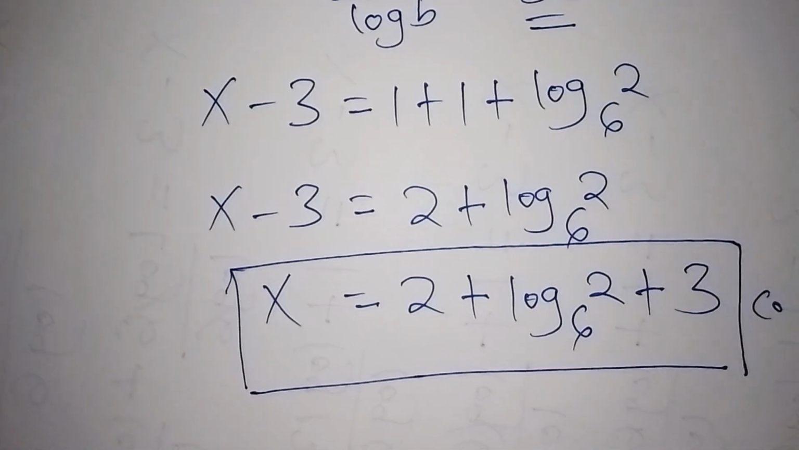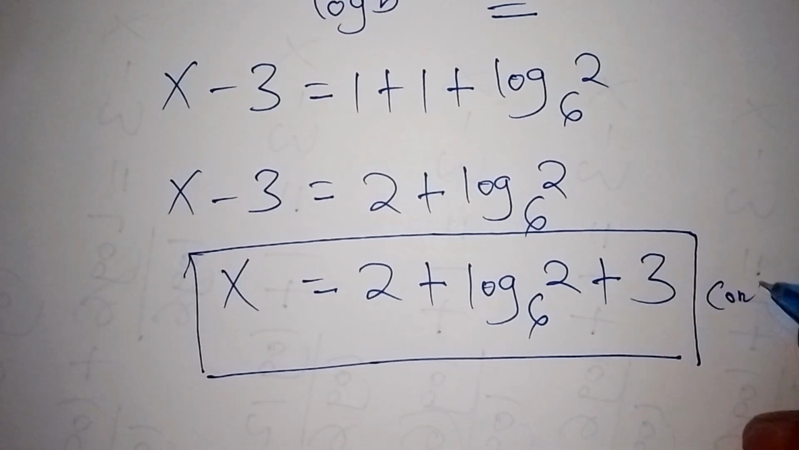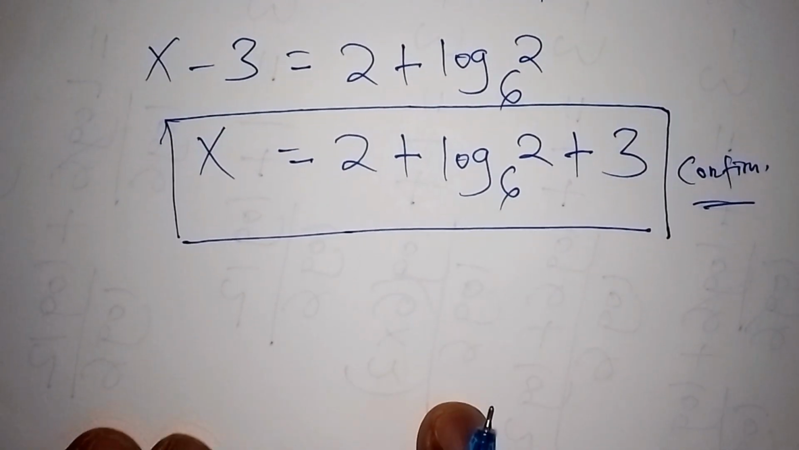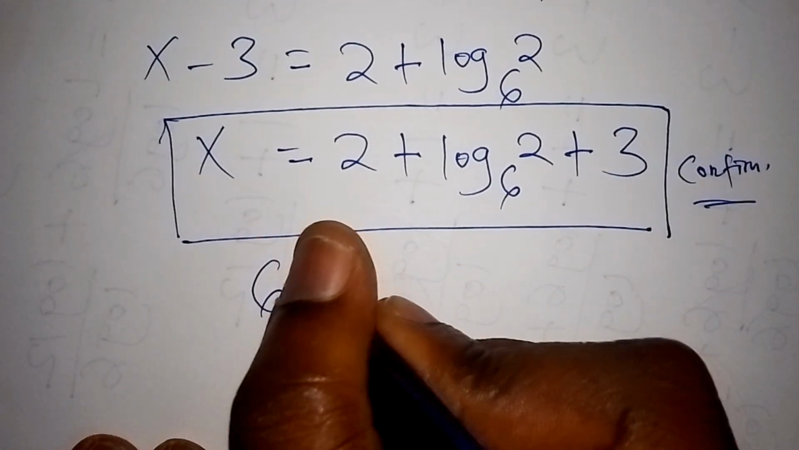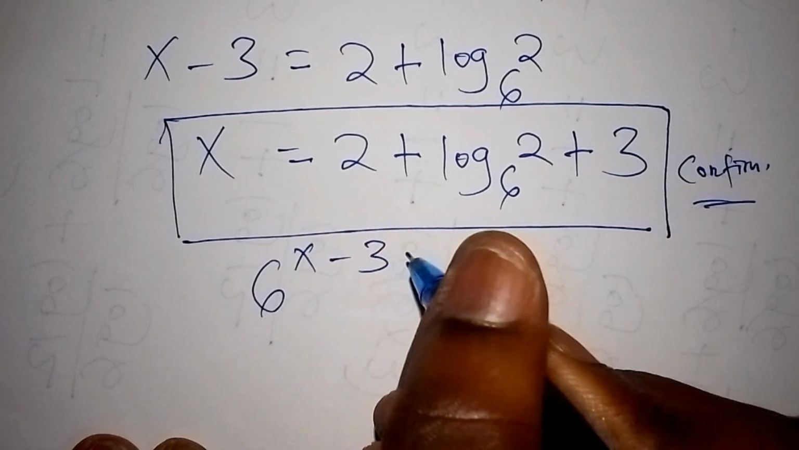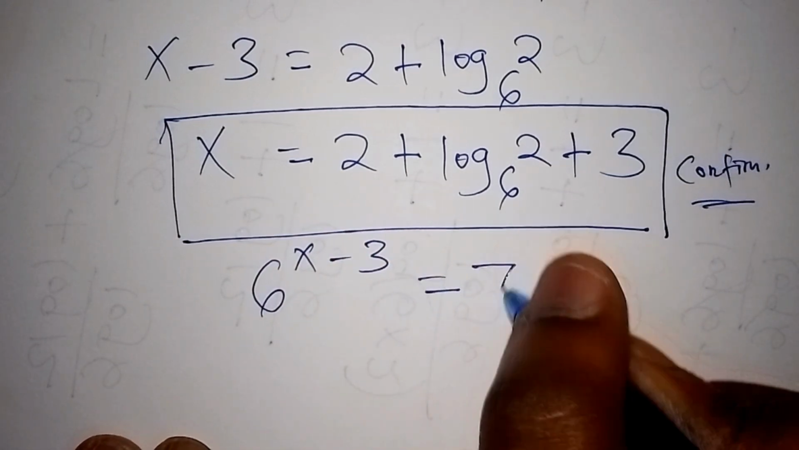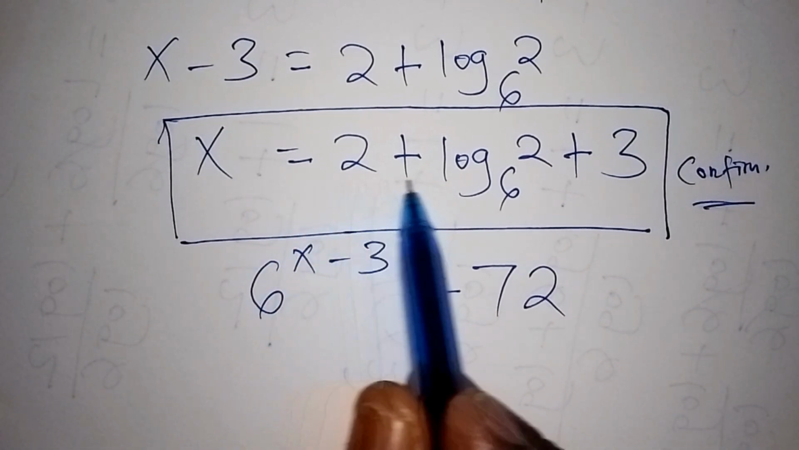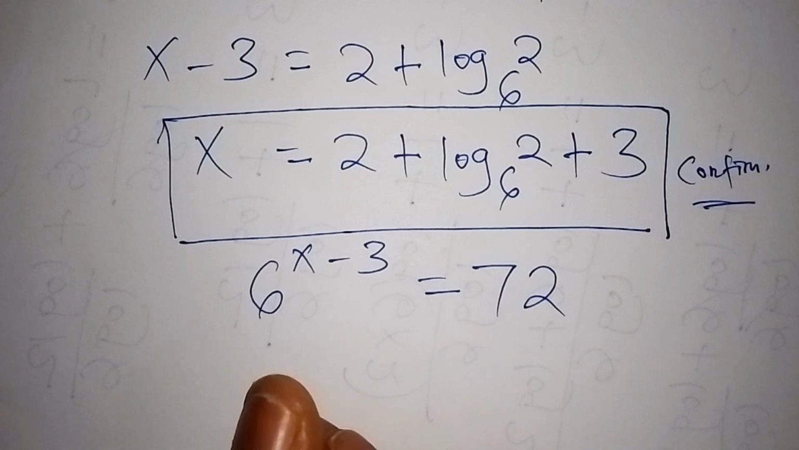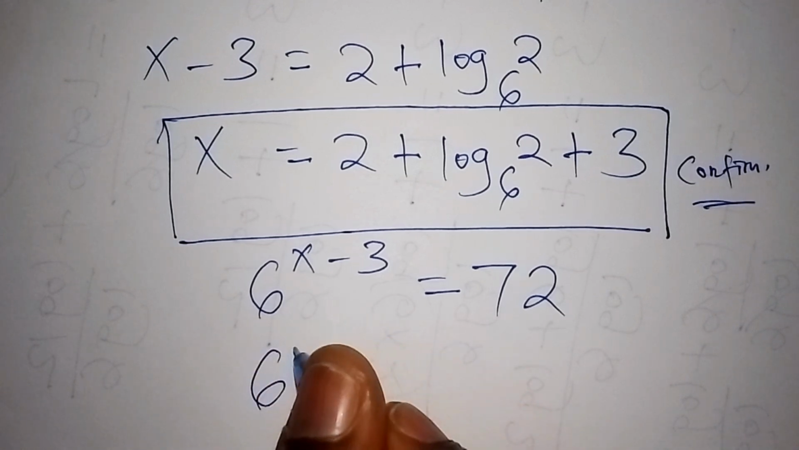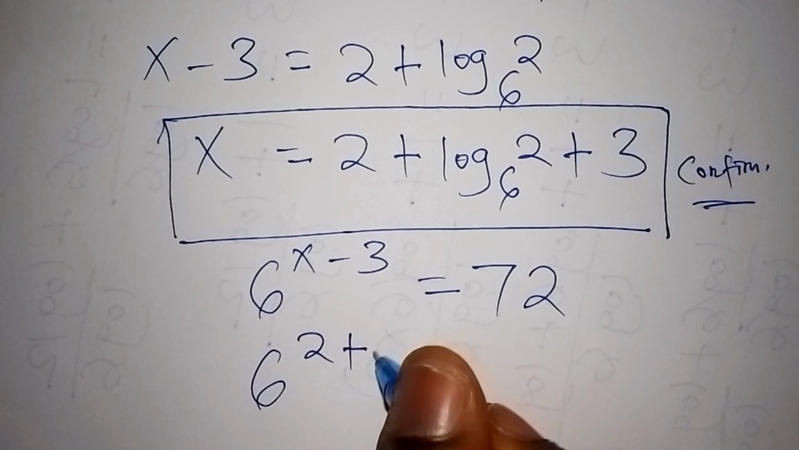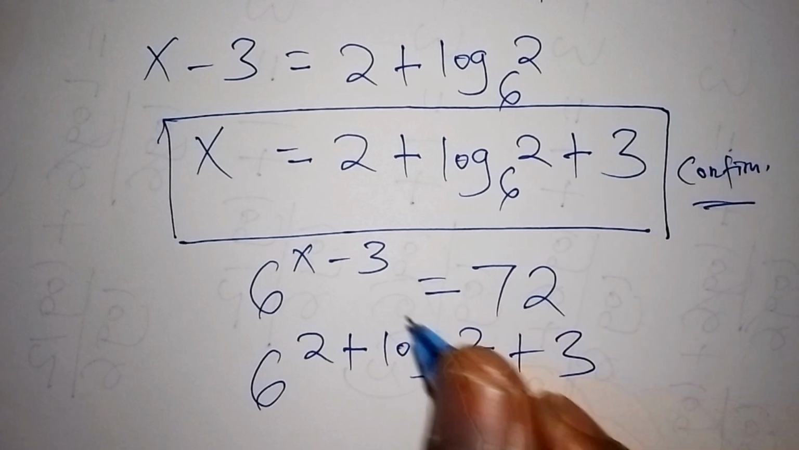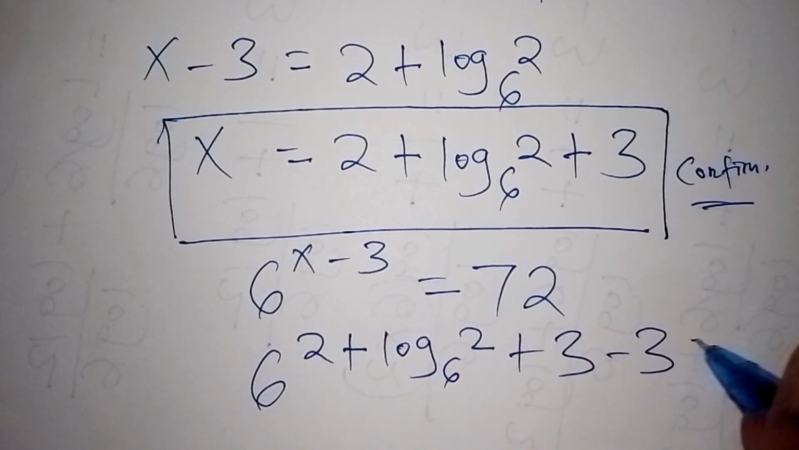So let's now check if indeed it is really true. We had 6 to the power of x minus 3 is equal to 72. So where there is x, we shall substitute all that we had. So here we shall have 6 to the power of 2 plus the log of 2 to the base of 6 plus 3, and don't forget minus 3, is equal to 72.